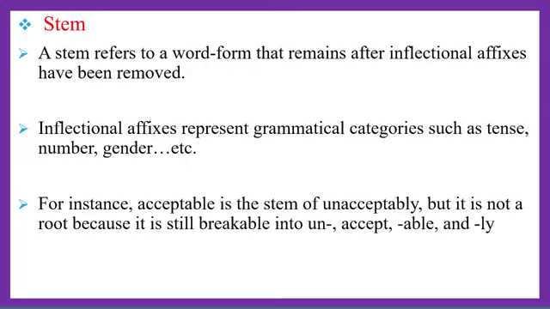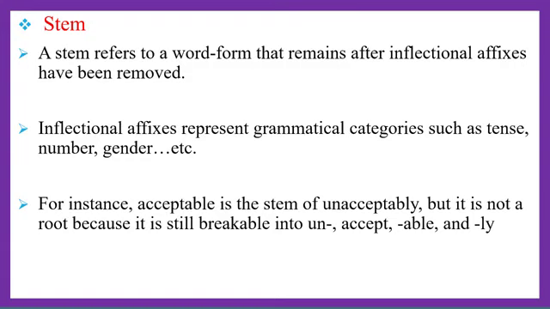Now, what about the stem? A stem refers to a word form that remains after inflectional affixes have been removed. So when you remove affixes, what is left is a stem. Inflectional affixes represent grammatical categories such as tense, number, gender, etc. So those affixes that we add to a certain form, we add them to deliver information about the tense, number, and gender of the word.